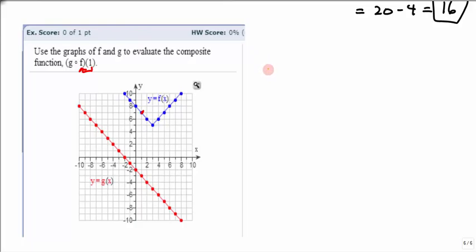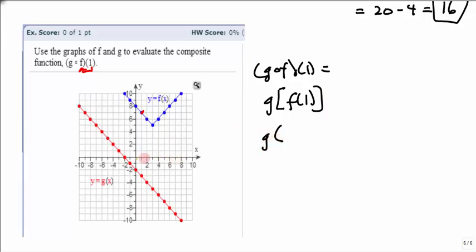So let's have a look. g of f of 1 is equal to g of f of 1. And I like to put brackets to distinguish what I'm plugging in. And I just found out that when I plug 1 into my function f, I get a 7 back out. So f of 1 equals 7. The way I got this is I read the graph, and I'm looking at my f function, so the blue graph. If I plug in a 1, I get a 7 back out.